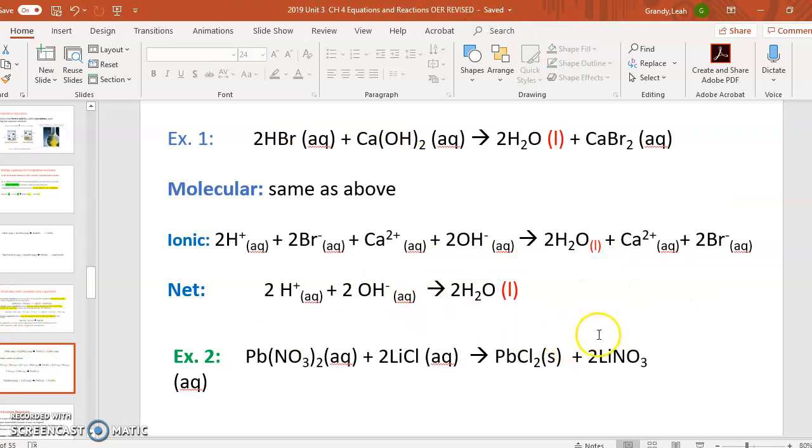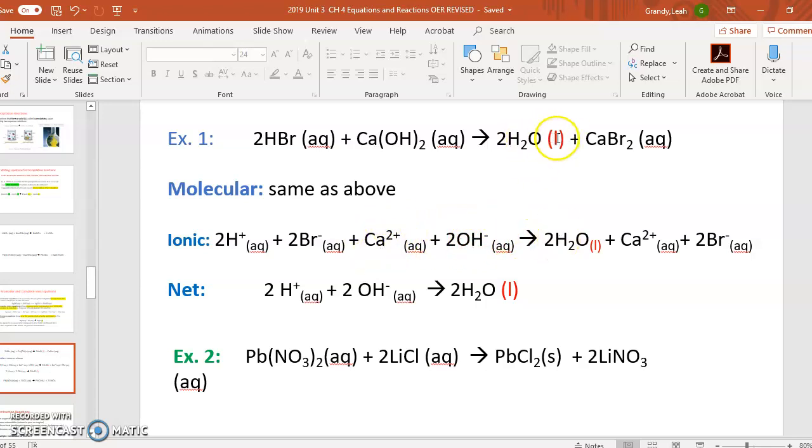Here's another example. This one shows the molecular equation, same as above. For the ionic, I take all of the aqueous ones and split them up. So if it's 2HBr, there are 2 H plus ions and 2 Br minus ions. And how do I figure out those charges? Column 7, column 1, so I'm using that knowledge. For CaOH2, be careful here. It's only 1 calcium ion and 2 hydroxide ions. These can be looked up in the tables in your book. This is in column 2, so it's a charge of 2 plus.